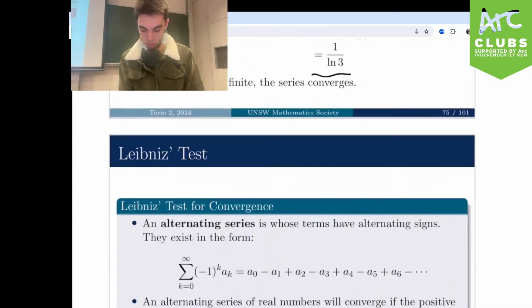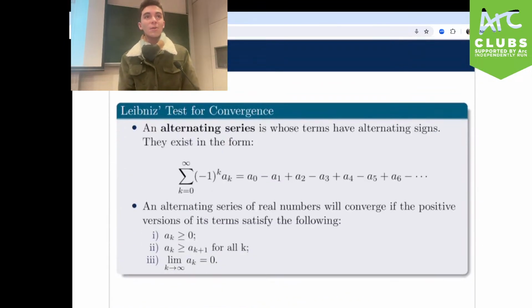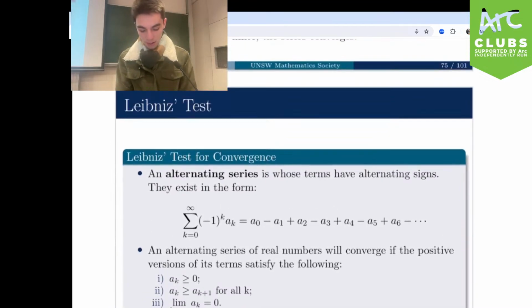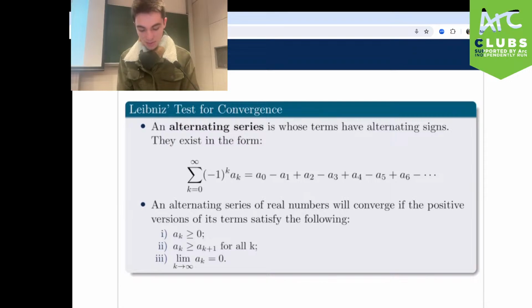So now we're going to go into a different type of series that we haven't looked at yet, alternating series. These are ones where the sign of the terms in the series alternates. So we have a positive followed by a negative, followed by a positive, followed by a negative, and so on and so forth. And we have a special test for checking whether these series converge, and it's called the Leibniz test.